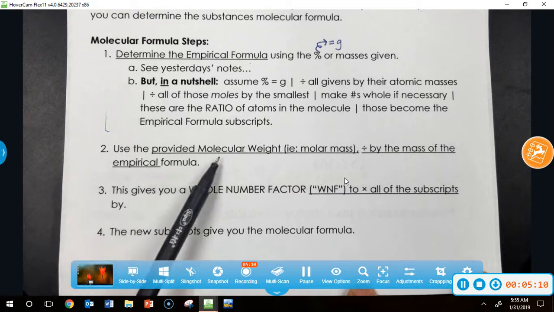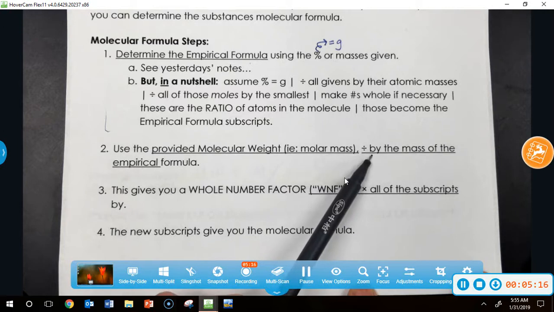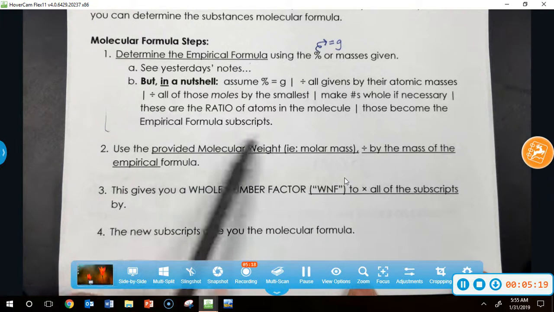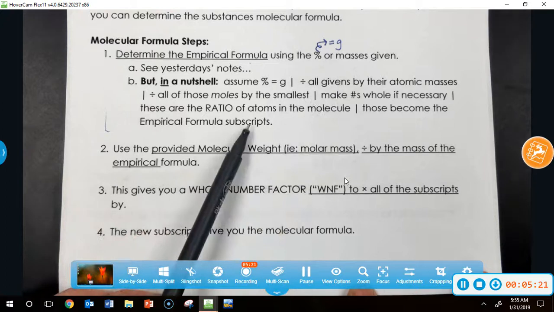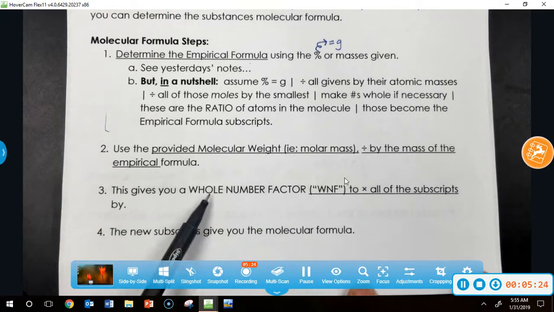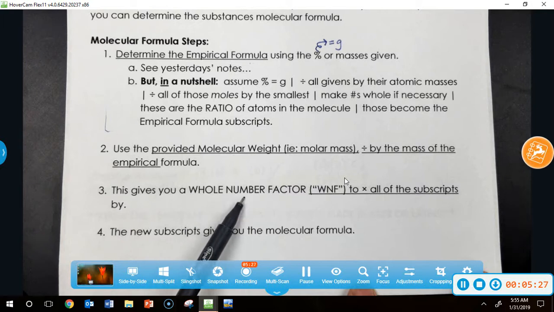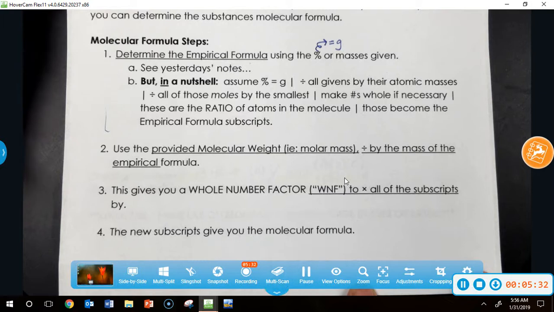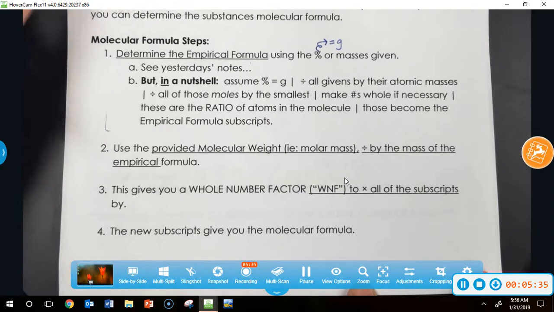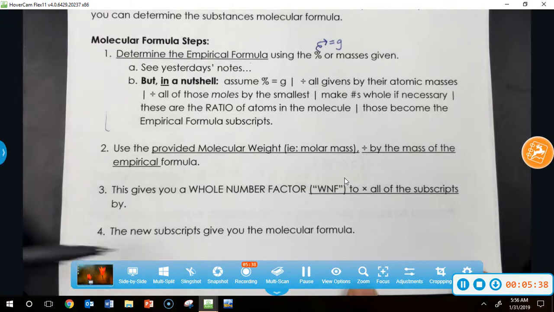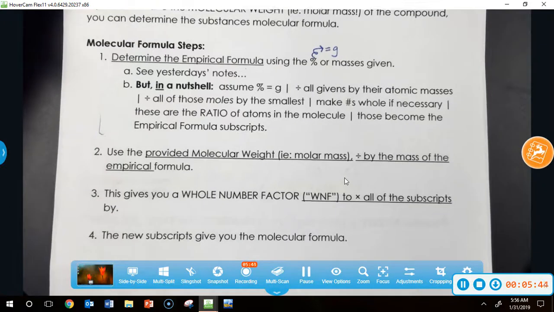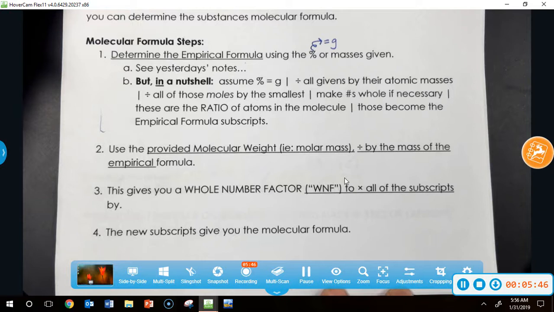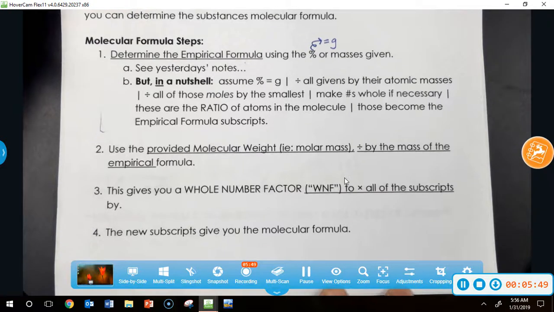Then, if you are provided with the molar mass of this molecule, then you would divide that by the mass of the empirical formula. So all of this work that you do, you would calculate the molar mass. Okay, that's going to give you this thing that I call the whole number factor, WNF. Okay, and that's what you multiply all of your subscripts by to get your molecular formula. So pause this if you still need time to write down these steps, because I'm going to move on, and I've written a couple of practice problems for us, and these practice problems also have us practicing getting the empirical formulas.